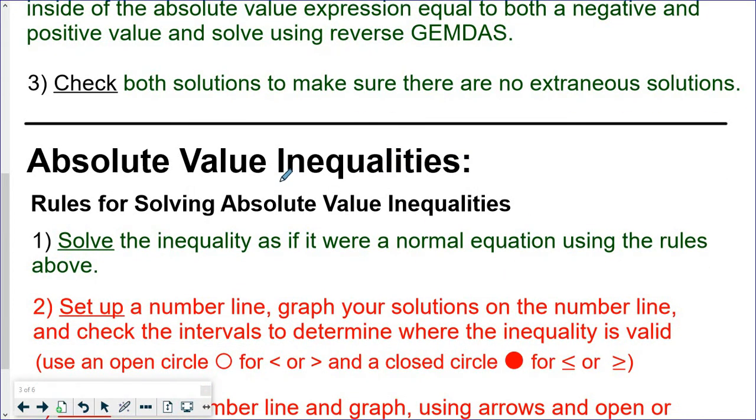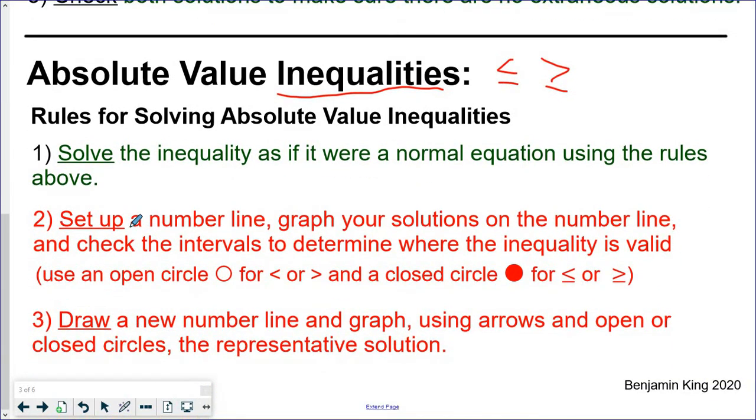In terms of inequalities, that's when you simply use a less than or a greater than symbol, or less than or equal or greater than or equal to symbol. You will solve the inequality the same way we just outlined above. But when you set up a number line to determine your answer, we're going to be using either an open circle, which is what we learned in Algebra 1, or in Algebra 2, we learned that we can use parentheses. A closed circle, which we learned in Algebra 1, is for equal to signs. But in Algebra 2, we learned that we can also use a bracket to denote closed.